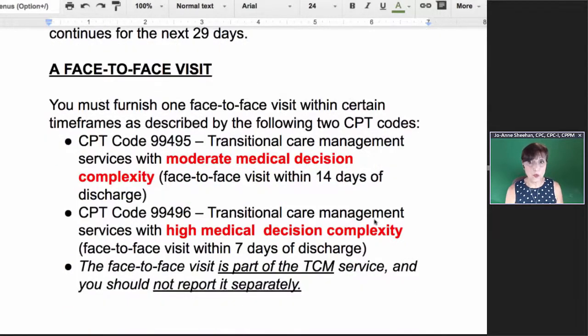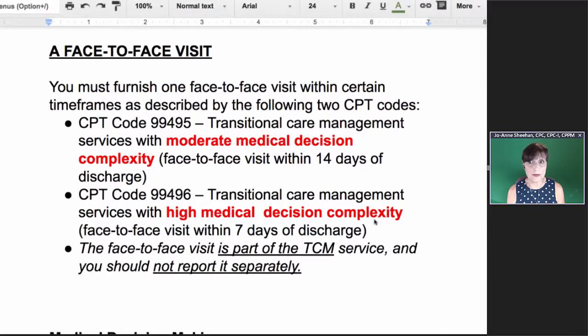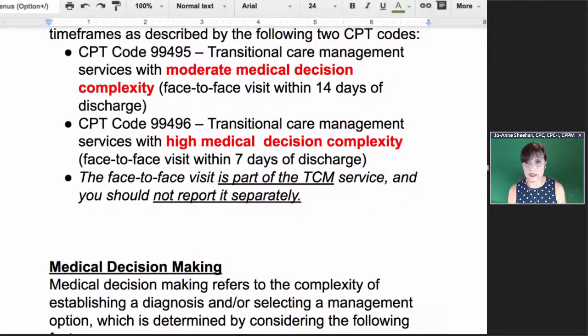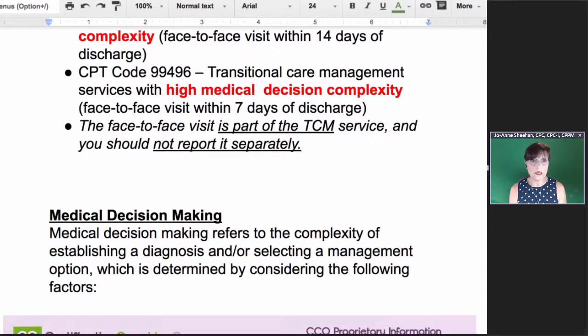You must furnish one face-to-face visit within certain time frames as described by the following two CPT codes. The 99495 is the TCM with moderate medical decision complexity, and that means a face-to-face visit within 14 days of discharge. And the 99496 is a high medical decision complexity, and that has to be done within 7 days of discharge. Keep in mind that the face-to-face visit is part of the TCM service, and you should not report it separately. So it really is important that once you determine that, you continue to call that patient until you see them or contact them on the telephone, depending on the situation, but it has to be within that time frame.